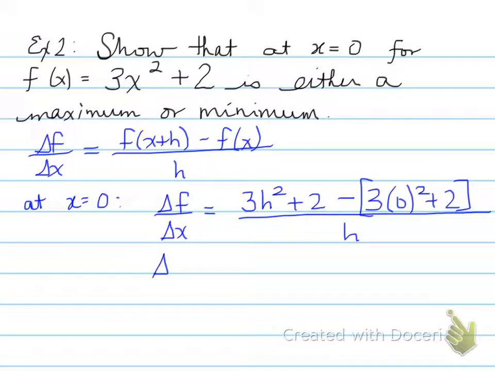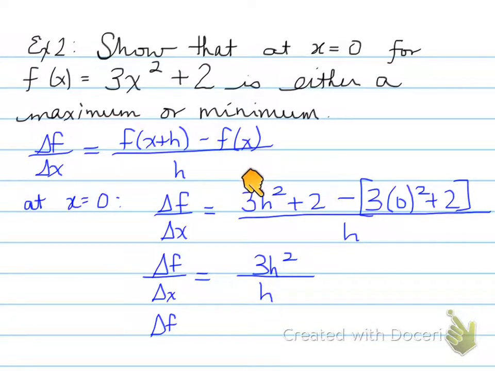When x equals 0. Now some of you are going, how did the h go? Where did the 0 and all of this go? Where did the bracket go? Let's look at this again, folks. x plus h, we want x to be 0, so this is going to be 0 plus h. What is 0 plus h? It is just h. So I'm going to plug in h: 3h squared plus 2, minus 3 times 0 squared plus 2. We get delta f over delta x is equal to 3h squared over h.